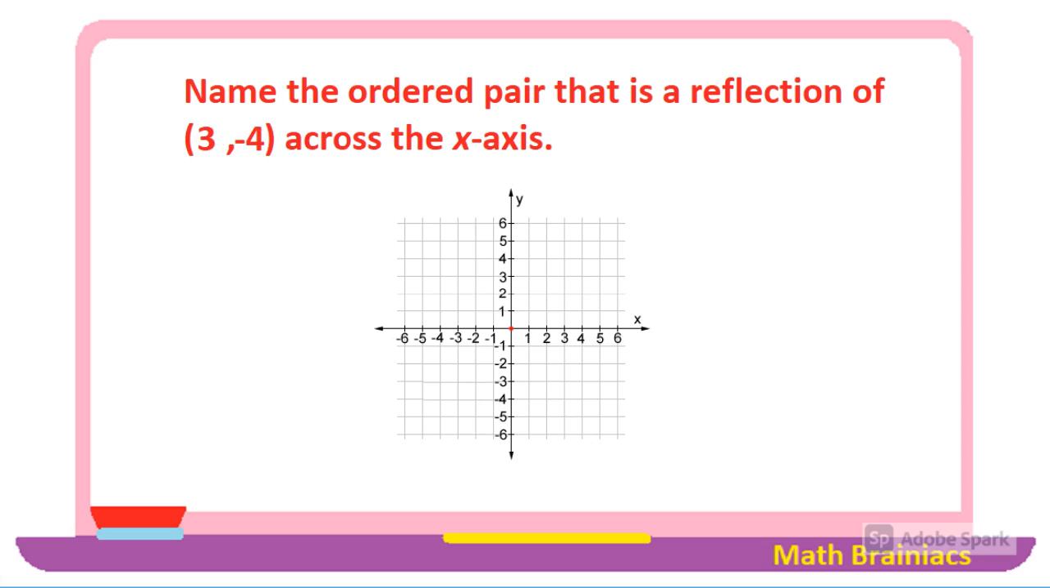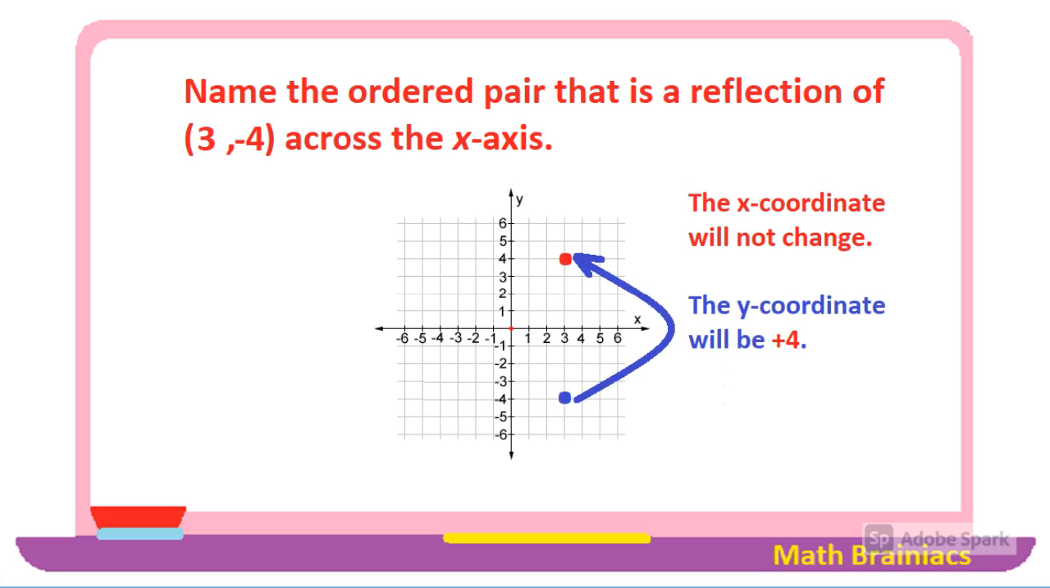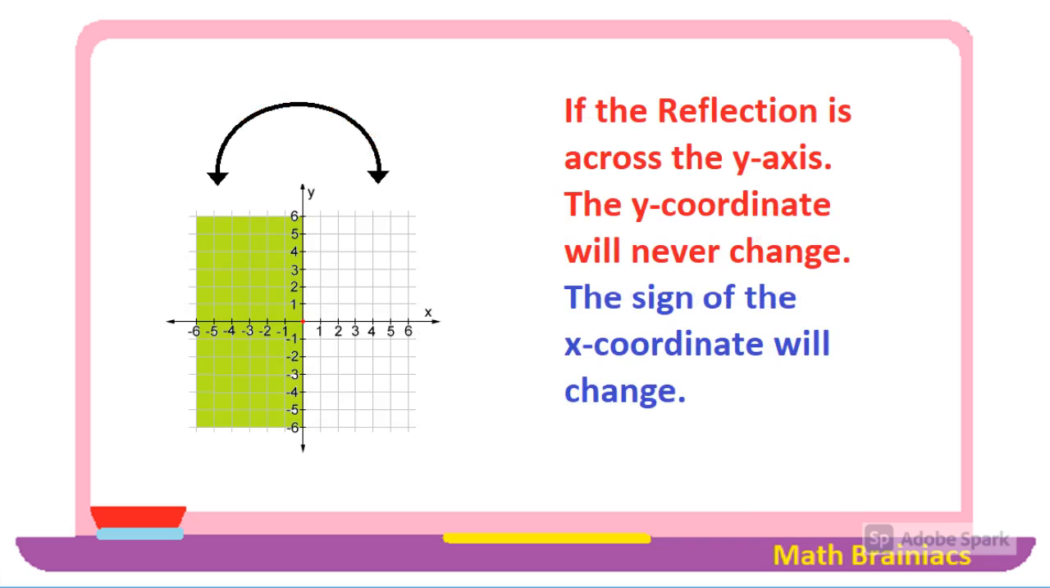Let us work on another example so that you can understand it well. Name the ordered pair that is a reflection of 3 and negative 4 across the x-axis. We have learned that the x-coordinate will not change, while the y-coordinate from negative 4 will become positive 4. Correspondingly, the reflection of 3 and negative 4 across the x-axis is 3 and 4.